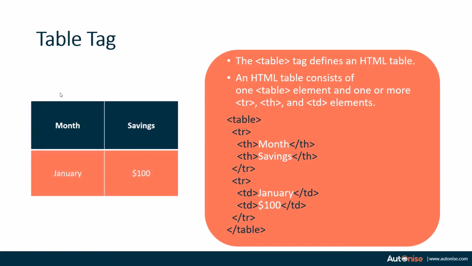So, as you can see, the first table row contains the table heading, which is month, and another table heading, which is savings. The second row will contain the table data, which is January, and another table data, which is $100. Mind you, your table would not look this fancy because we are not yet using CSS. In HTML, the table will look very basic, but you can style your HTML using CSS, which we'll learn later.